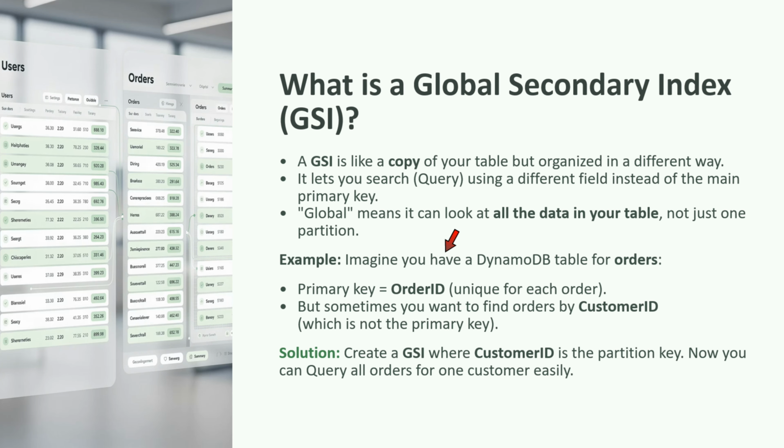Example, imagine you have a DynamoDB table for orders. Primary key is order ID, which is unique for each order. But sometimes you want to find orders by customer ID, which is not the primary key. In this case, the solution is to create a GSI where customer ID is the partition key. Now you can query all the orders for one customer easily.